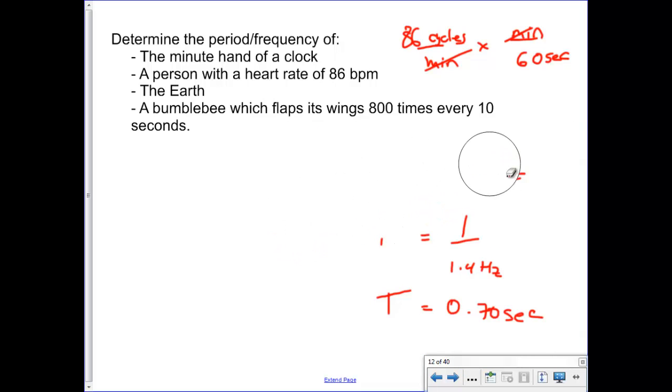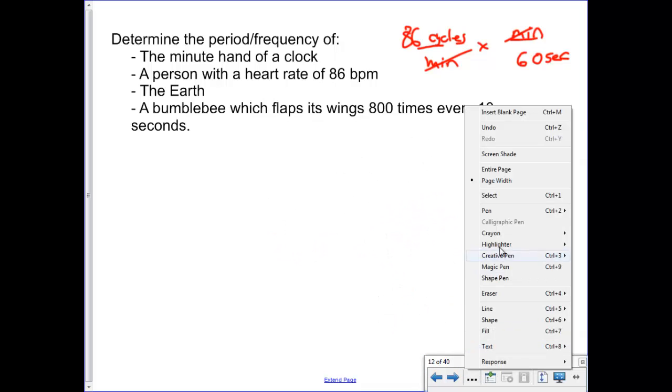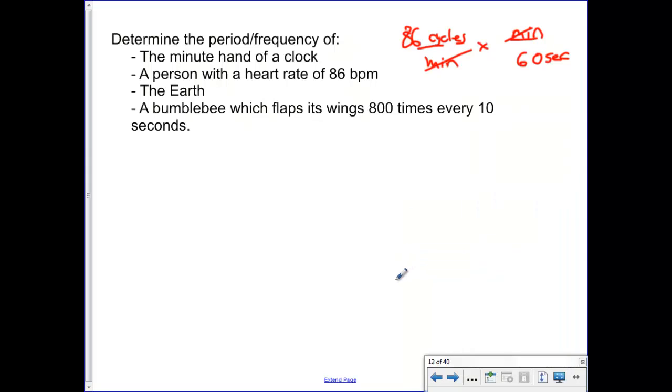Okay. The Earth. That was very non-specific there on purpose. Does the Earth do anything that is cyclical as a pattern? Okay, it rotates. And it goes around the sun. There's actually two different periods and frequencies we could figure out for the Earth.